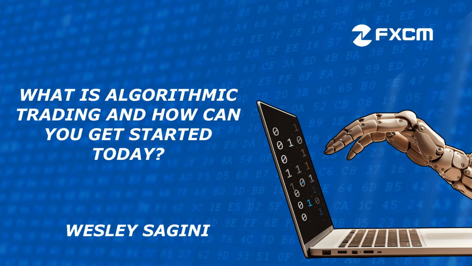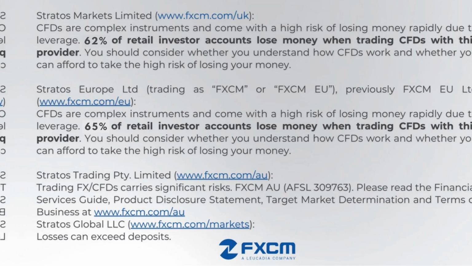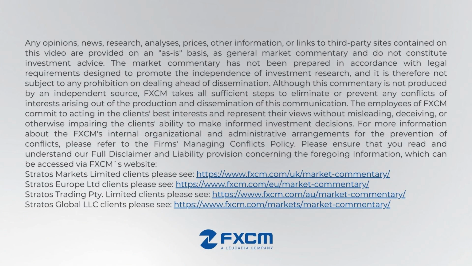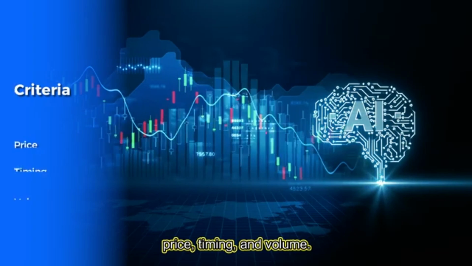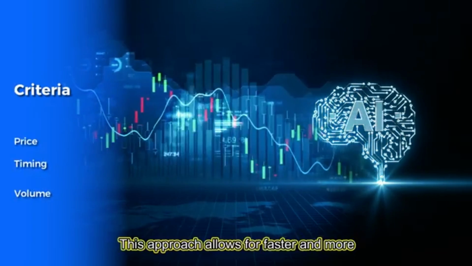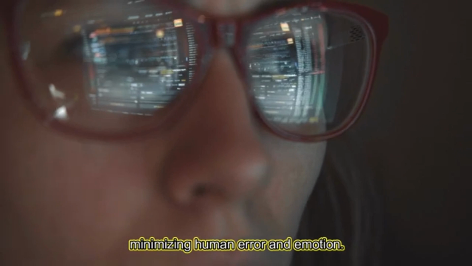What is algorithmic trading and how can you get started today? Welcome to FXCM's guide on algorithmic trading, a powerful tool transforming how traders engage with the markets. Algorithmic trading, or algo trading, involves using computer programs to execute trades based on predefined criteria like price, timing, and volume. This approach allows for faster and more efficient trading, minimizing human error and emotion.